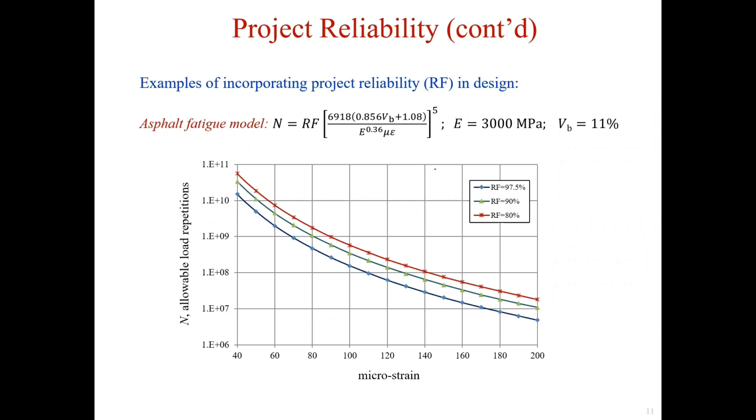Also for the same E, VB, and microstrain, we can see from this figure that the allowable load repetitions, the N, increases with the decrease of the project reliability. So the same conclusions can be found both for the cemented material fatigue model and asphalt fatigue model.